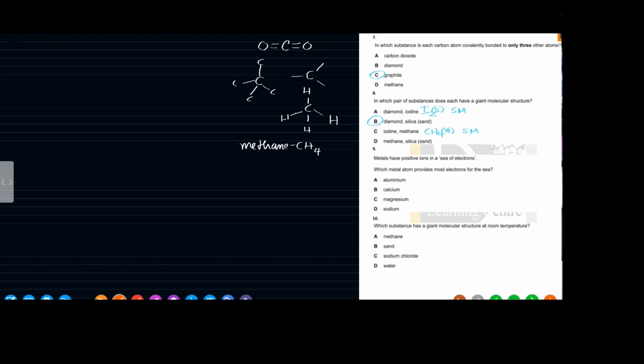Okay, metals have positive ions in a sea of electrons, that's correct. Which metal atom provides the most electrons to the sea? Look at the valency. The valency of calcium is 2, magnesium 2, sodium 1, aluminium 3. Therefore, the answer is A, right? Then, which substance has a giant molecular structure at room temperature? That is a straightforward one. The answer is going to be B.